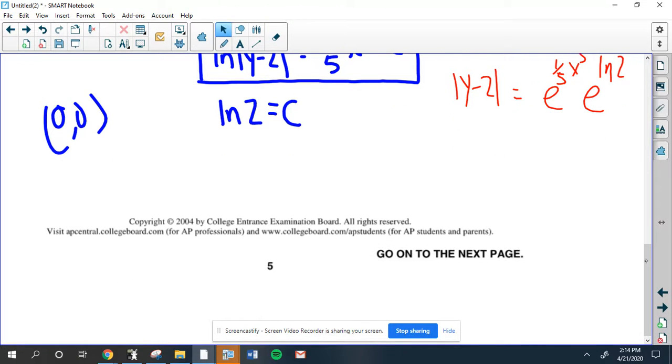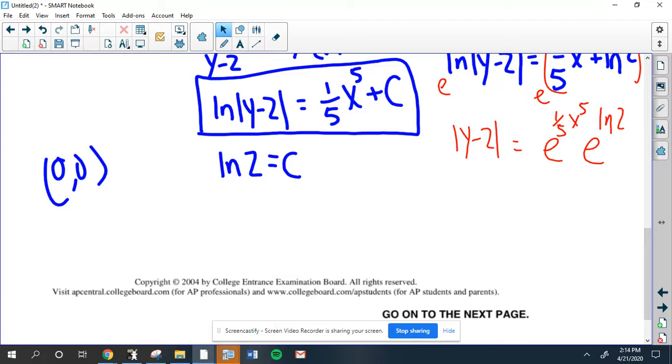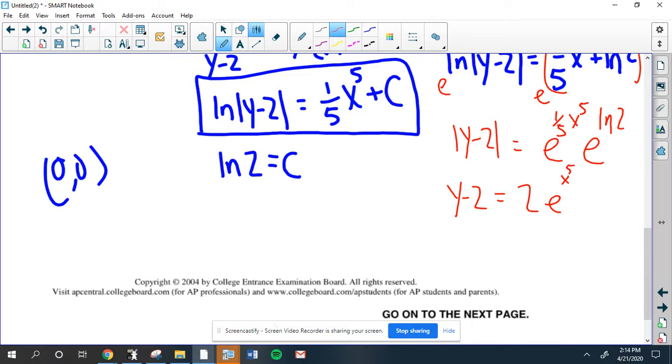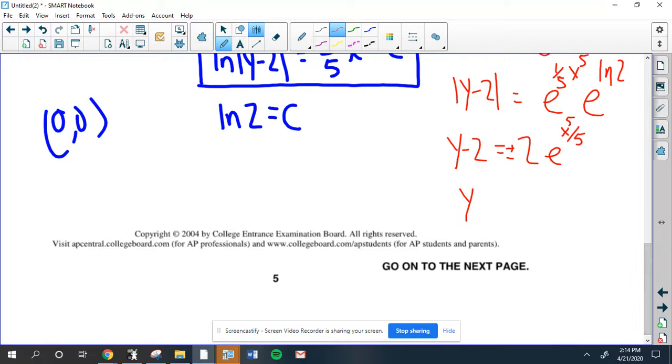So we have y minus 2 equals e to the ln of 2 is 2, times e to the x to the 5th over 5. You may have noticed I dropped my absolute value signs. I shouldn't have. Now it's legit. I'm going to add 2.